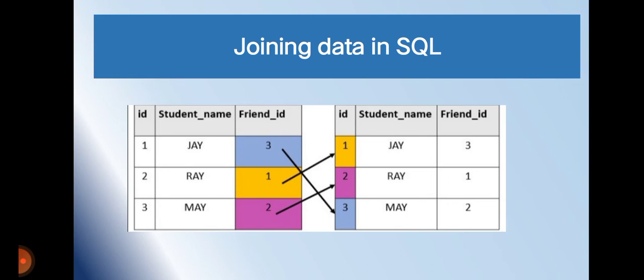But for self join, in table 1 the friend ID will combine with the ID of the table 2 and we will get the results. For example, J has friend ID 3, it will join with the ID number or student number 3 of the second table, which is May. So J combines with May, Ray combined with J, and May combined with Ray of table 2.